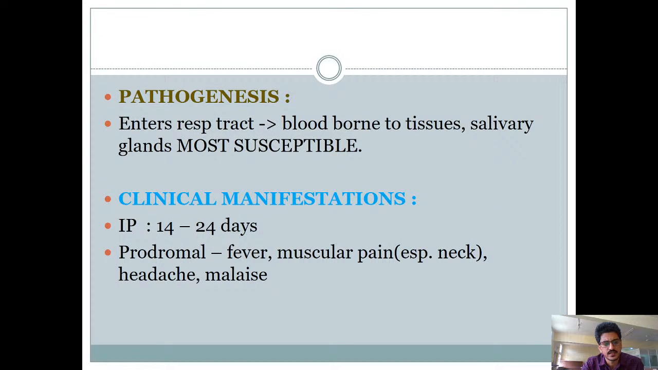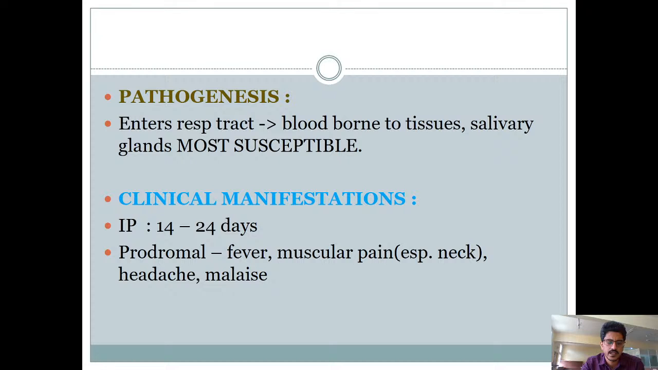So what is the pathogenesis? The mumps virus enters the respiratory tract, and from there it enters the blood and spreads hematogenously to tissues. It has a predilection for the salivary glands, and the parotid gland is the most susceptible one. So it initially enters the respiratory tract, followed by viremia and spread to the salivary glands.